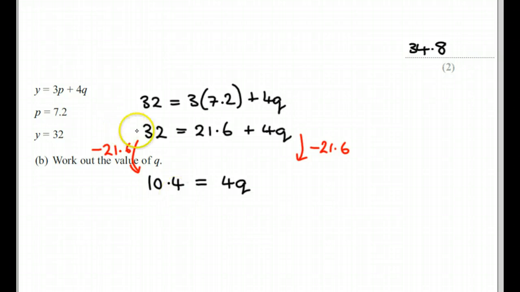But we want to know what 1q is. We don't want to know what 4 of them are, so we're going to need to do 10.4 divided by 4. And that will give us q is 2.6, because 2.6 times 4 will give us 10.4.